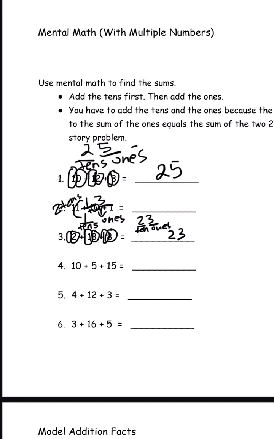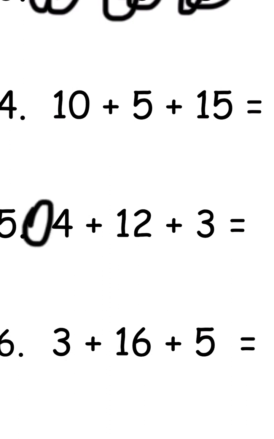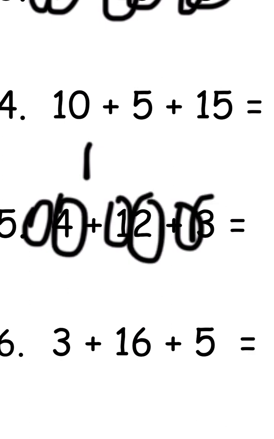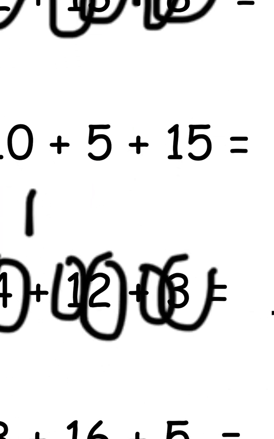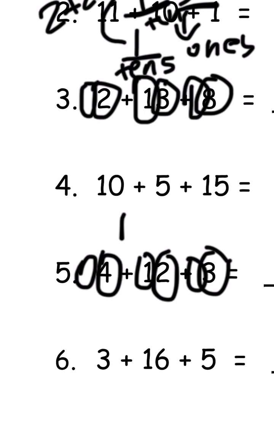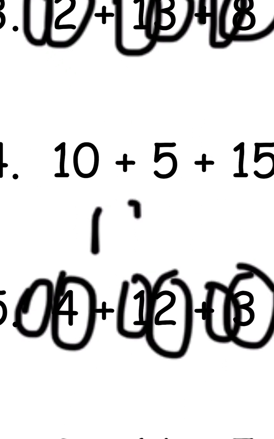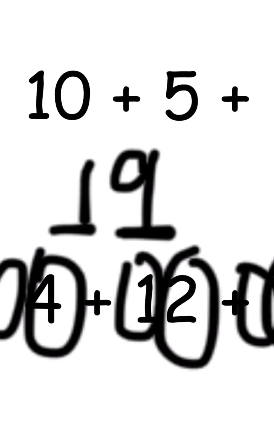Okay, now let's try number 5. For number 5, again, we have 0, 1, and 0. If you add them, we get 1. And then now we have to add the ones: 4, 2, and 3. So 2 plus 3 is 5, and 5 plus 4 is 9. So it's under 10, which means we don't have to add anything to the tens place, so it's just going to be 19, right?